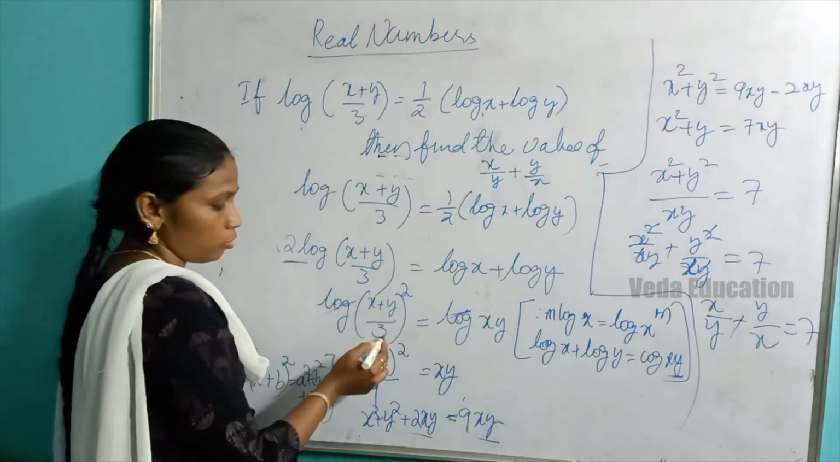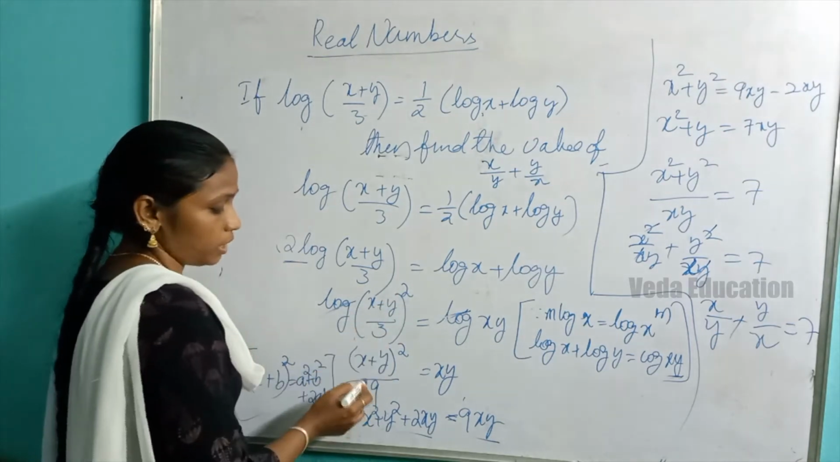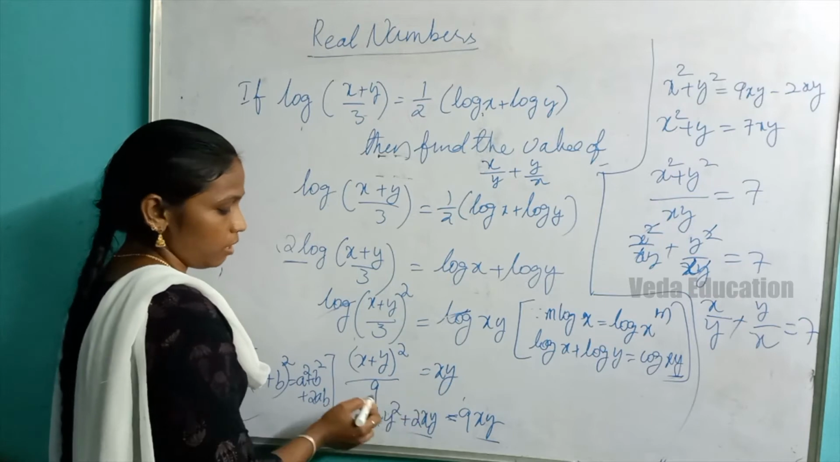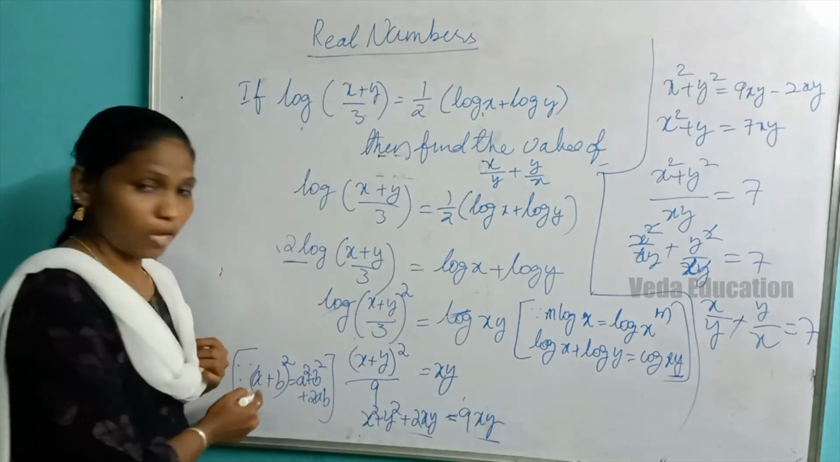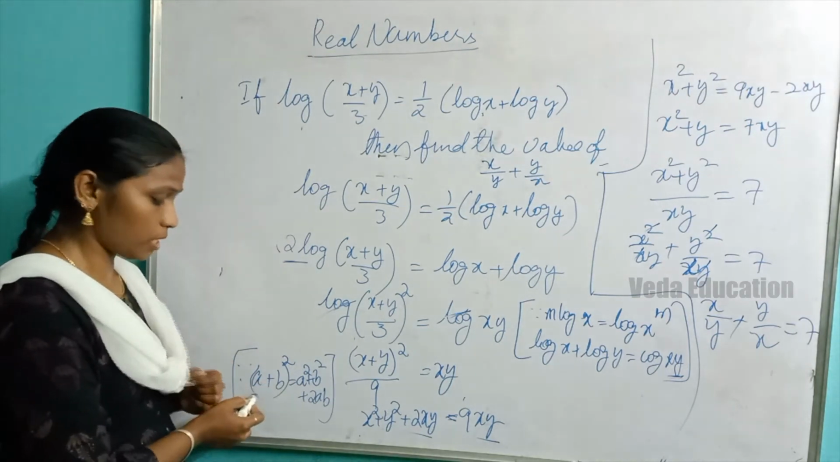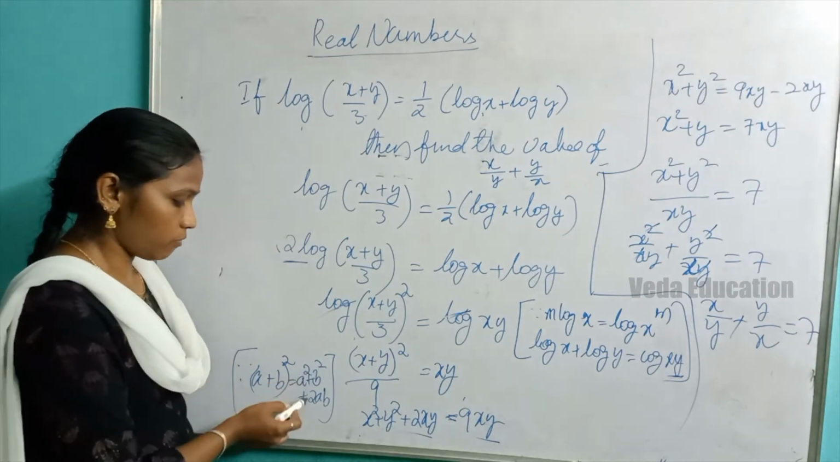Now apply the square to both sides. 3 squared is 9, equal to xy. Now the 9 transfers here, and you will get 9xy. Expand it by using an algebraic identity: (a plus b) whole squared equals a squared plus b squared plus 2ab.